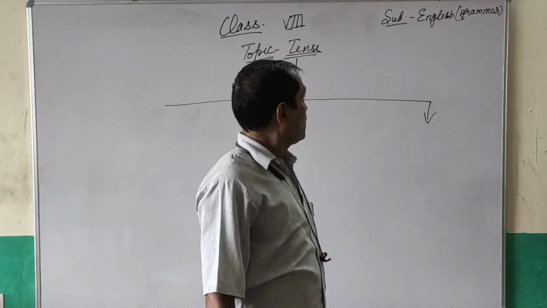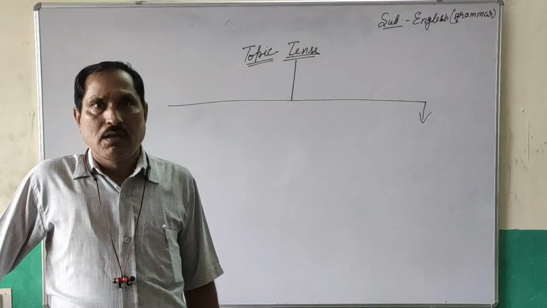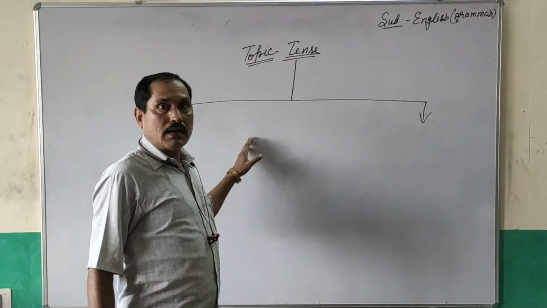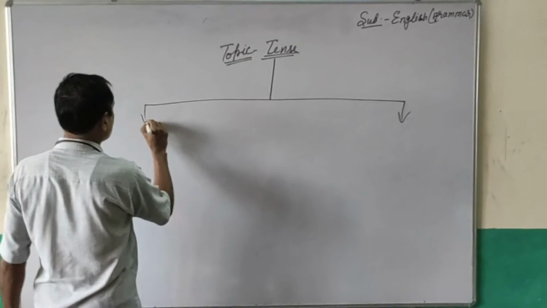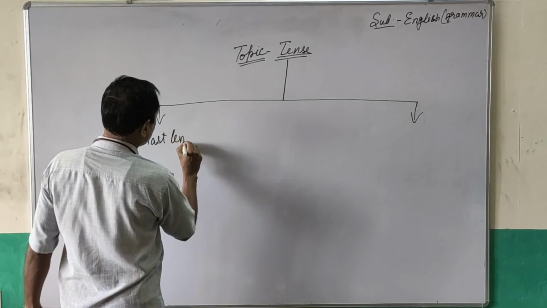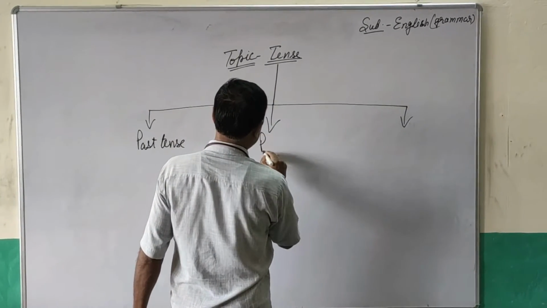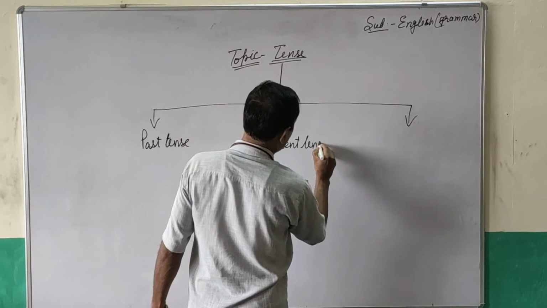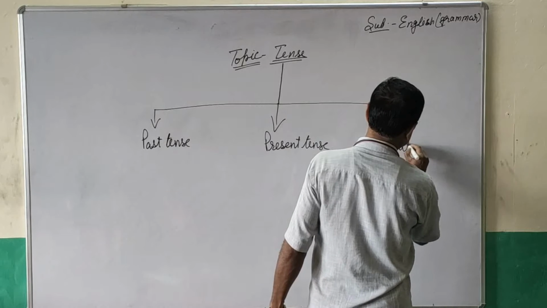Today we will read the English subject grammar topic, tense. There are three kinds of tense. First, past tense. Second, present tense. And third, future tense.